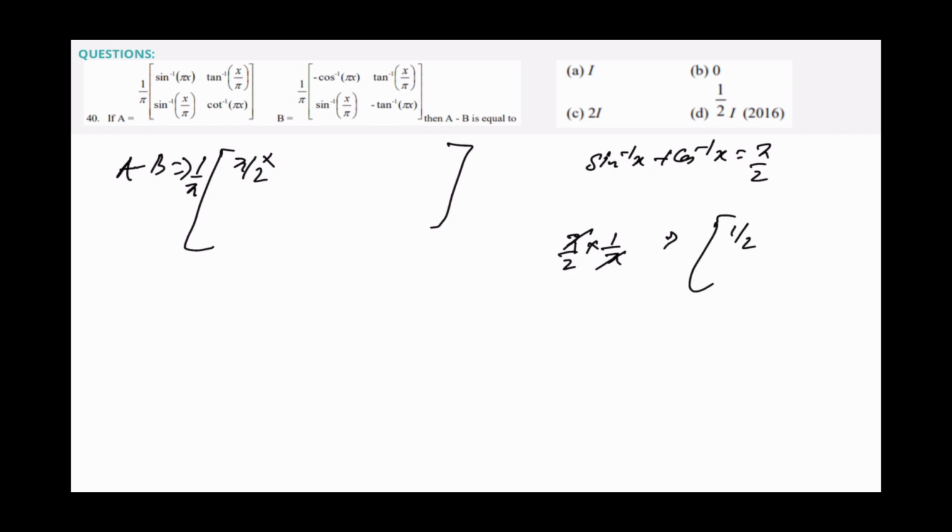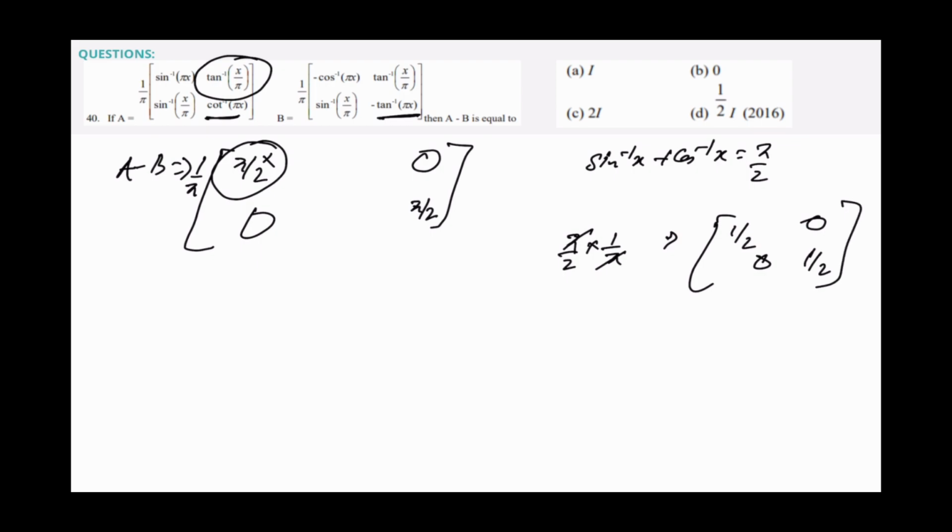So same way half, and this will be half. Here, if I do cot inverse x plus tan inverse x, this will also be half here, correct? Pi by 2 here. And if I do tan inverse x minus tan inverse x, it will be 0, this will be 0. So it is half, 0, 0. If I take half common, it will be half of I, correct?